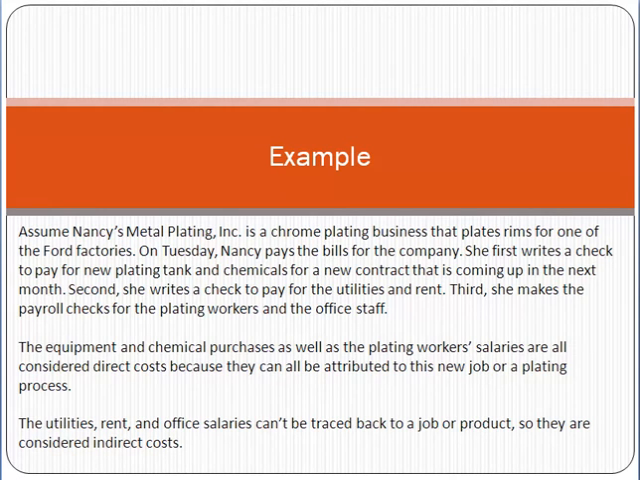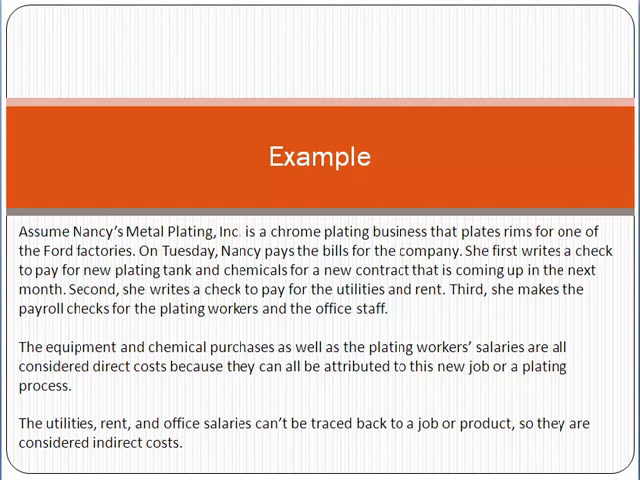Let's see another example. Assume Nancy Metal Plating Incorporation is a chrome plating business that plates rims for one of the food factories. On Tuesday, Nancy pays the bills for the company. She first writes a check to pay for a new plating tank and chemicals for a new contract that is coming up in the next month. Second, she writes a check to pay for the utilities and rent. Third, she makes the payroll checks for the plating workers and the office staff. Just see from here, she is making three bills.